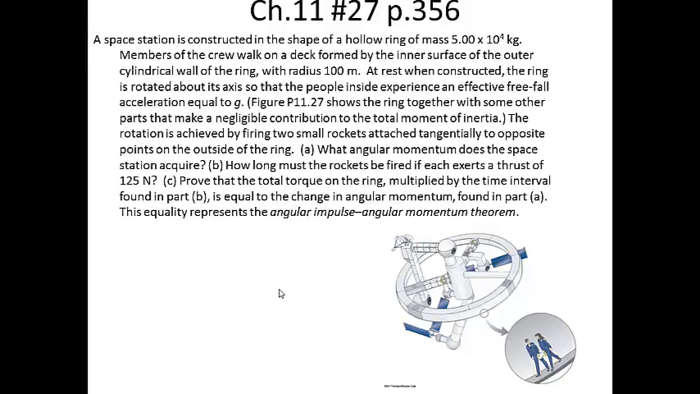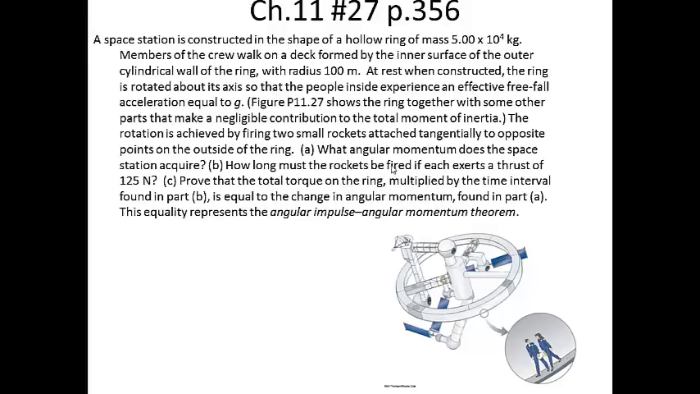At rest when constructed, the ring is rotated about its axis so that the people inside experience an effective free fall acceleration equal to g. The rotation is achieved by firing 2 small rockets attached tangentially to opposite points on the outside ring. So, rocket, rocket. A. What angular momentum does the space station acquire? B. How long must the rockets be fired if each exerts a thrust of 125 newtons?